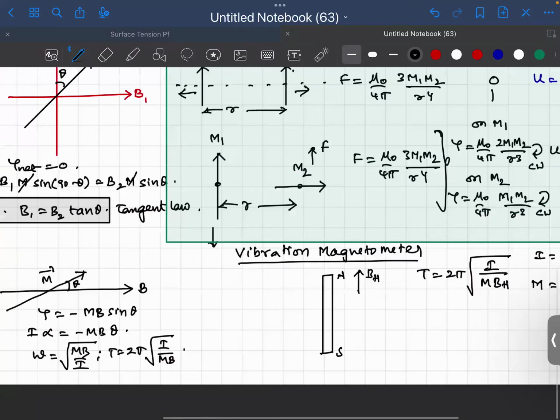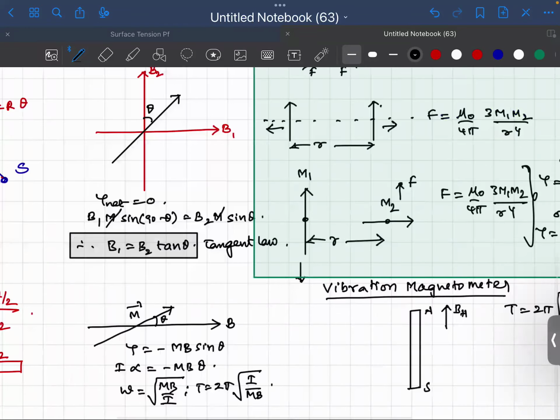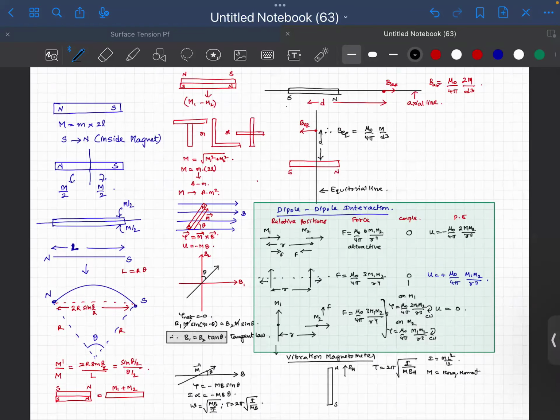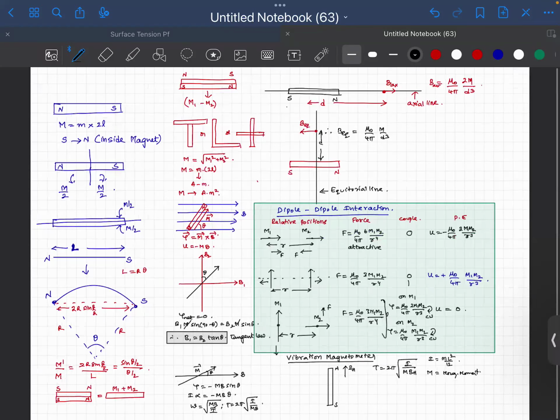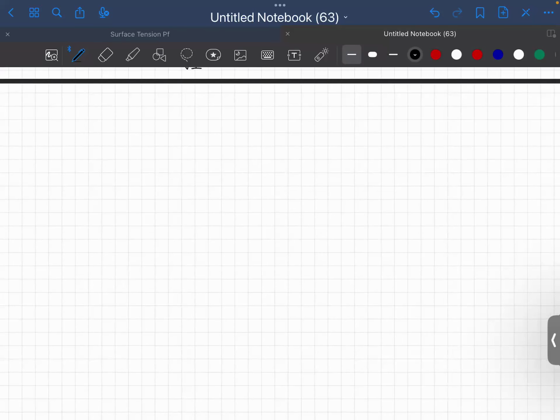Magnetic bar magnet, same magnetic, pole strength into 2l. Next. So I just introduced some concepts over here.